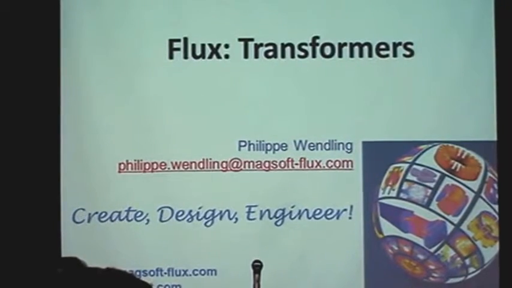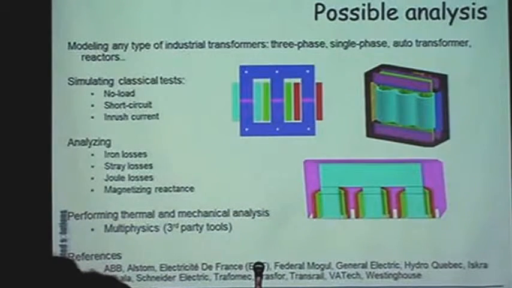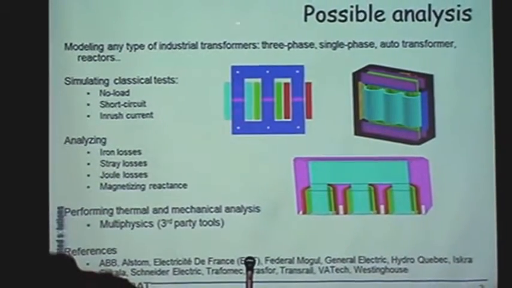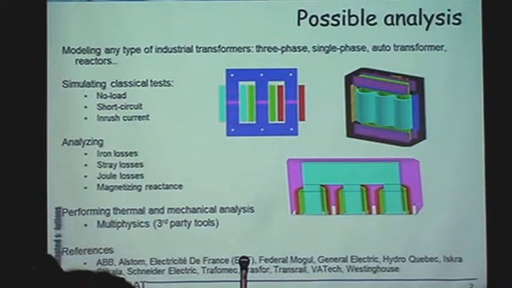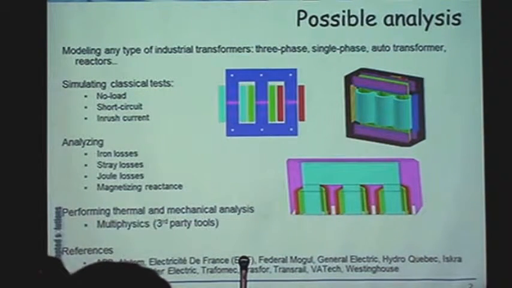So let's talk about some transformer and what we can do with Flux in general. So of course there are different types of transformers: single phase, three phase, auto transformer, reactors, anything you want to say. So let's call it coils and transformers, or reactors and transformers. And we want to design or try to understand those machines. We need to evaluate losses, the efficiency, behavior, saturation, any type of things like this. We even need to also protect them.